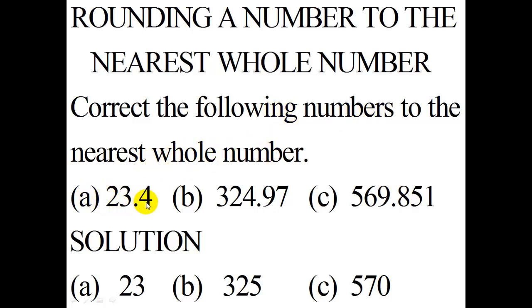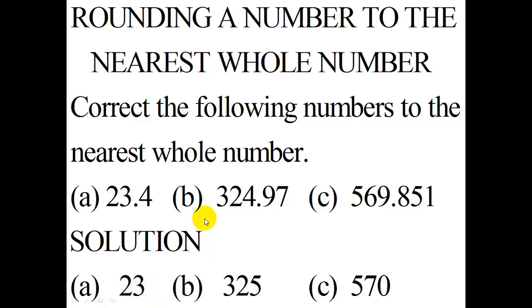A. 23.4. B. 324.97. C. 569.851. Now let's look at the solution. Considering A, 23.4. The number before the decimal point is 23. But immediately after the decimal point, we have a digit, and the digit is 4. Because 4 is less than 5, we ignore it. And so 23.4 corrected to the nearest whole number equals 23.